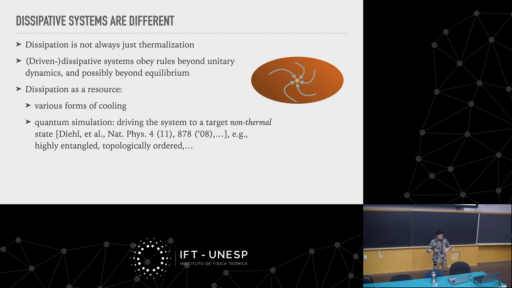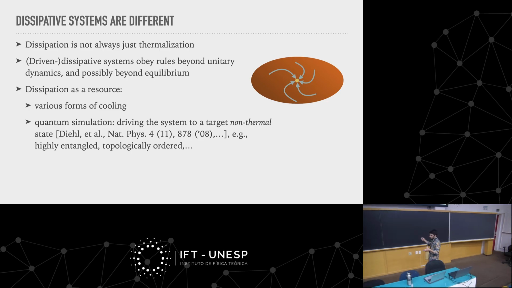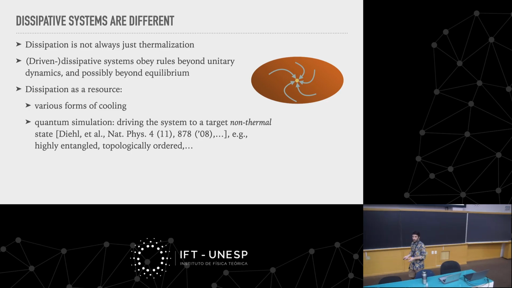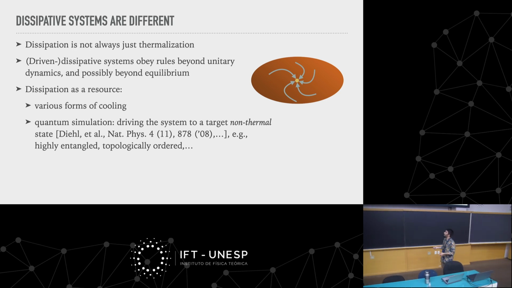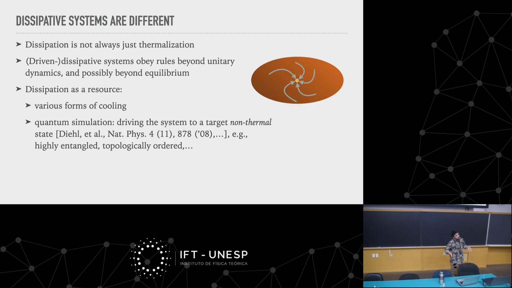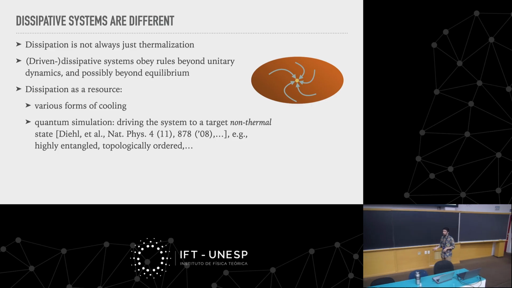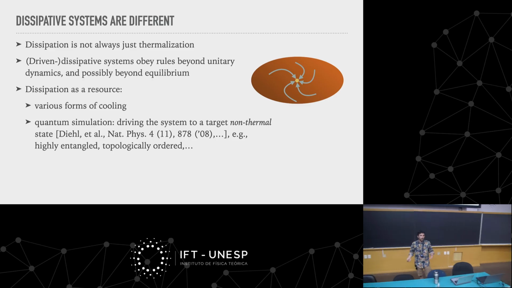Then, I'm possibly repeating myself a little, but the fundamentally interesting thing about open quantum systems is that they are different from unitary dynamics. Thermalization is not necessarily the outcome of open quantum systems. If you wait long enough, it usually is, but you can have intermediate situations in which you can actually bring the system out of equilibrium and keep it there in a non-thermal state. And this is also the idea of using dissipation as a resource.